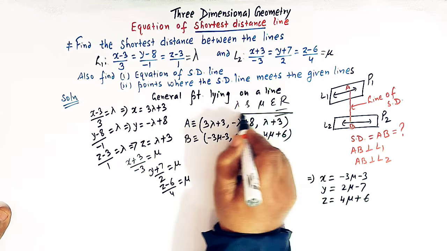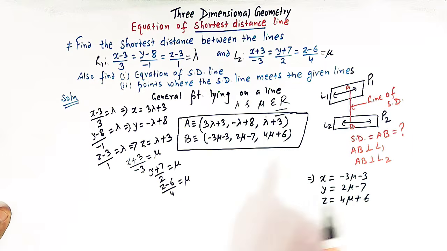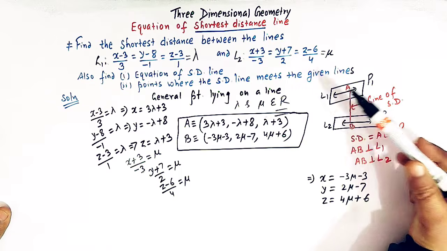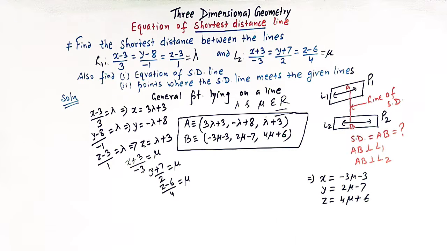So the method we are using is that we first find the coordinates of the general point lying on the lines L1 and L2.